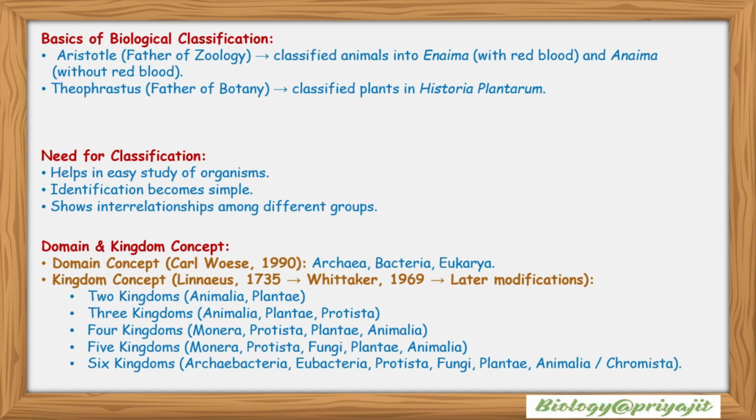The three kingdom concept was proposed further. It was the division where the kingdoms were Animalia, Plantae and Protista. The four kingdom concept includes Monera, Protista, Plantae and Animalia. The five kingdom concept includes Monera, Protista, Fungi, Plantae and Animalia. Six kingdoms include Archaebacteria, Eubacteria, Protista, Fungi, Plantae, Animalia or Chromista.